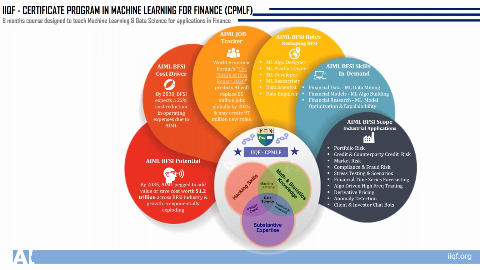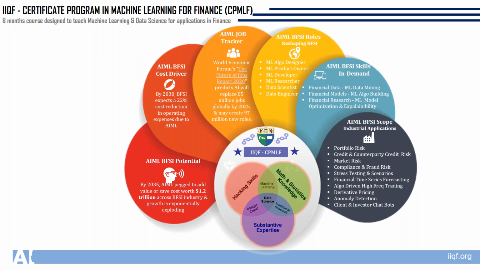Okay, so these are the BFSI role families. You will see that many roles are coming up aligned to the AI/ML data science role family, right? The roles most in demand in the short term are machine learning data mining, machine learning algorithm building, and machine learning optimization and explainability, right? Those skills are very much in demand, and I have covered a few industrial applications from where we could see many of these jobs and careers evolving, right?